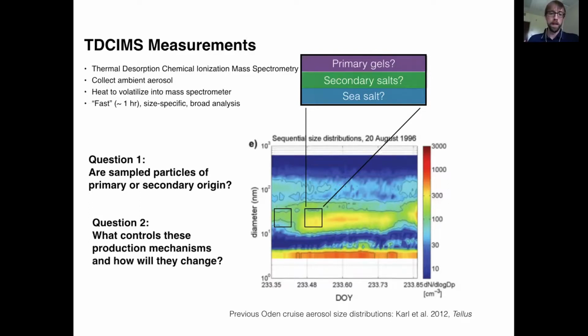origin, and then ultimately ask what controls, so this will be in collaboration with other groups, we're looking at other parameters, what controls these production mechanisms, and how might we expect them to change in a changing Arctic. So thanks, that's what I had to say.